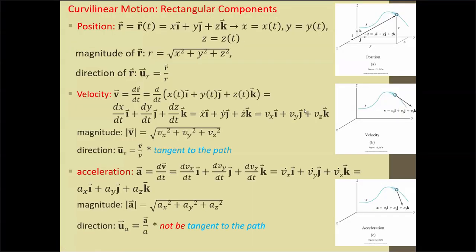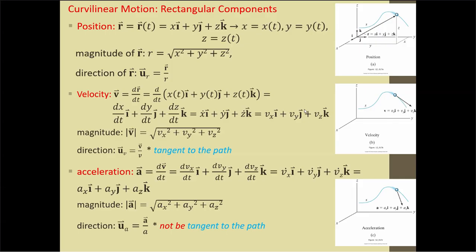Okay, let's work on one more problem: curvilinear motion, rectangular components, that is 3D motion. As you see, the position is given in Cartesian vector form: r equals x i hat, y j hat, z k hat. As the particle moves along this curvilinear path, its xyz coordinates will change. So the xyz coordinates would be functions of time t.